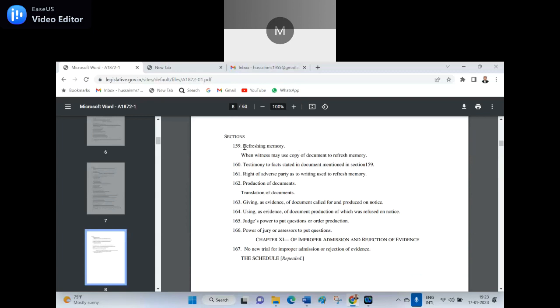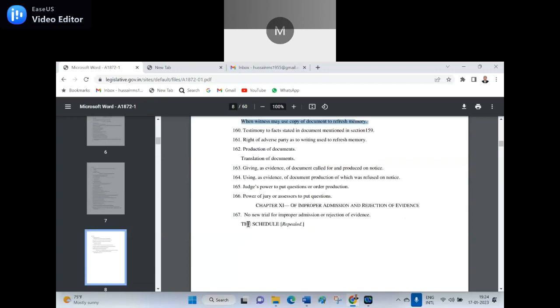Yes, what is refreshing memory? 159. Refreshing memory. Because the case happened so many years back, and we don't know what we wrote and what we signed, because we did not remember. At that time, we go for refreshing memory. It means the thing which you signed, now it will be given back to you, you can read it. Am I right? Yes, sir. That is the refreshing memory.